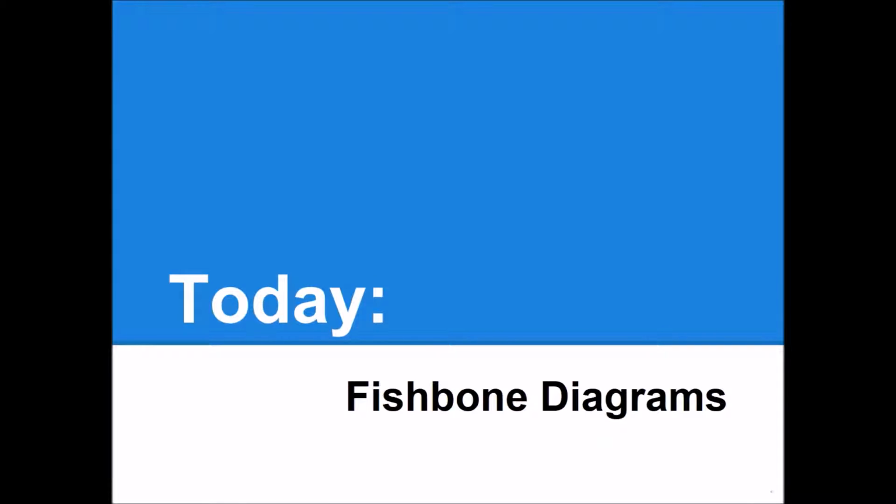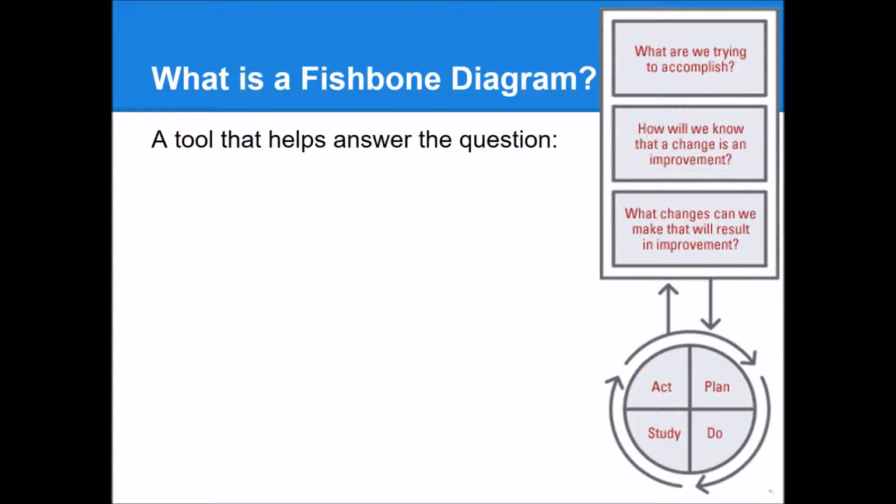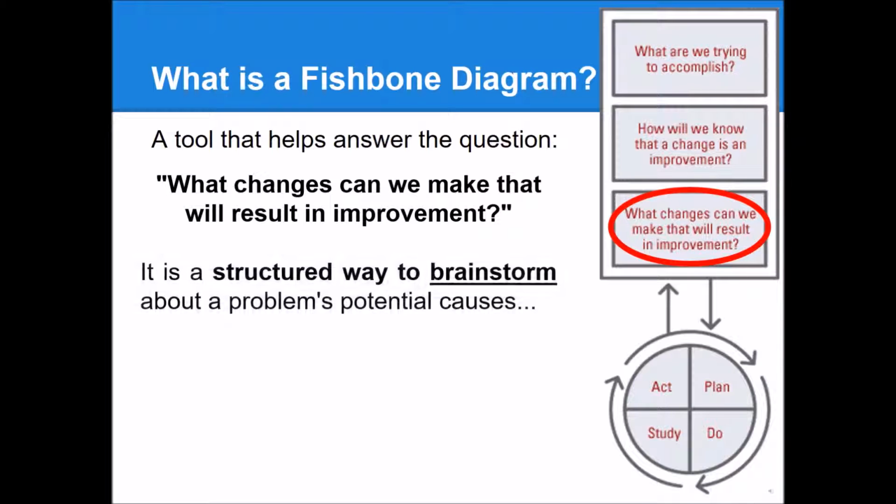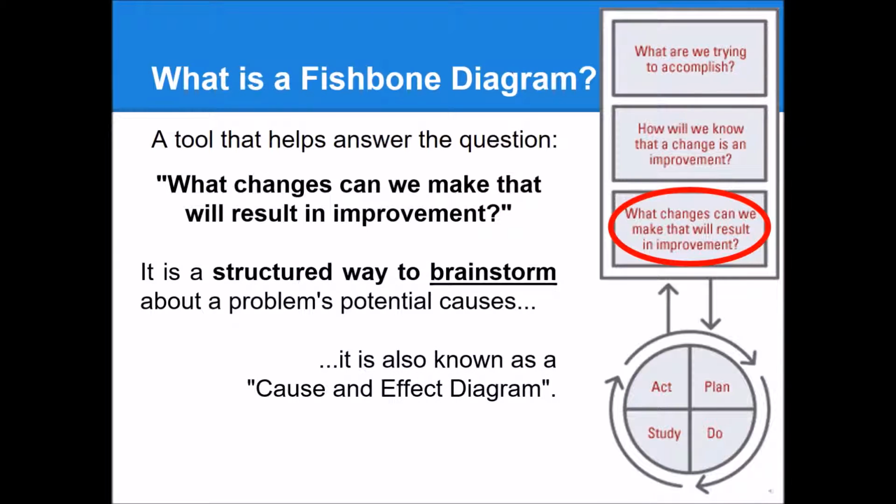Today we're going to talk about fishbone diagrams. A fishbone diagram is a tool that helps you answer the question, what changes can we make that will result in an improvement? They are simply a structured way of brainstorming about a problem's potential causes. They're also known as cause and effect diagrams.